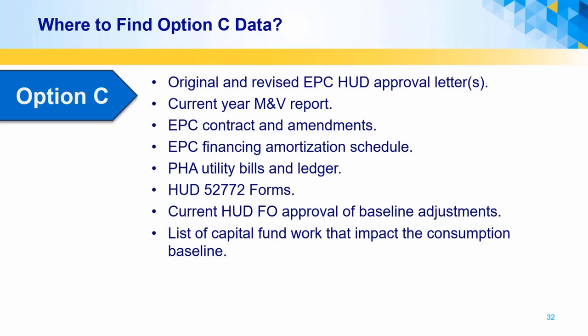There are some baseline adjustments that may be approved by HUD, but these approvals will only come from the HUD original approval letter or based upon a request from the PHA and the ESCo to adjust the baseline, which again must be approved by the field office. Some examples of adjustments are weather adjustments for heating degree days and significant changes in unit occupancy.